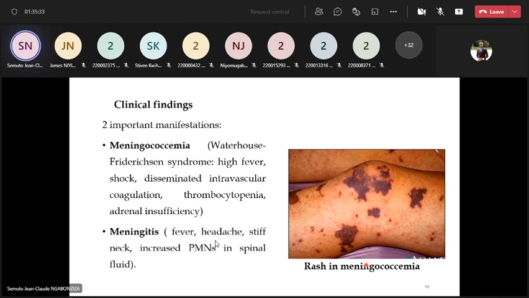They are also a cause of meningitis. They arrive in the brain and cause meningitis. You have fever, headache, stiff neck, and increased polymorphonuclear cells in the spinal fluid.